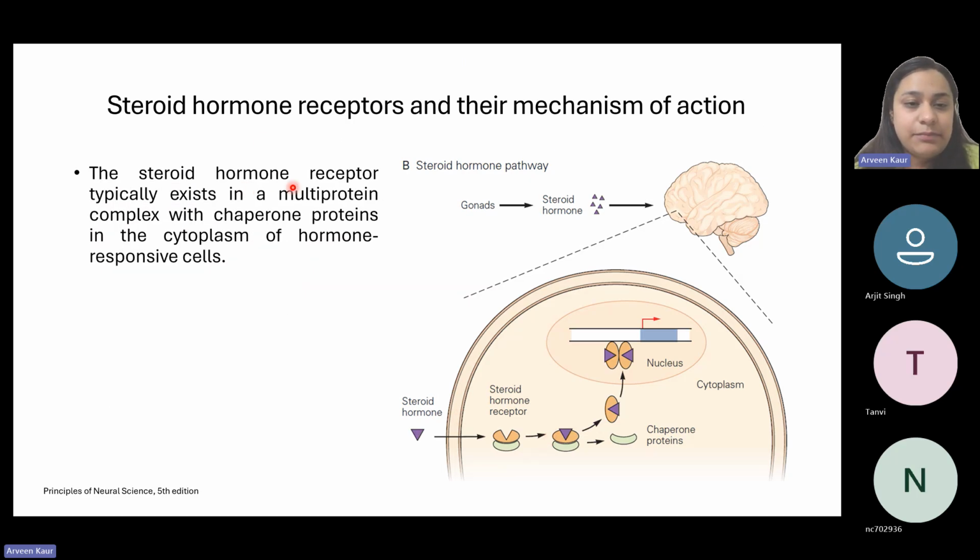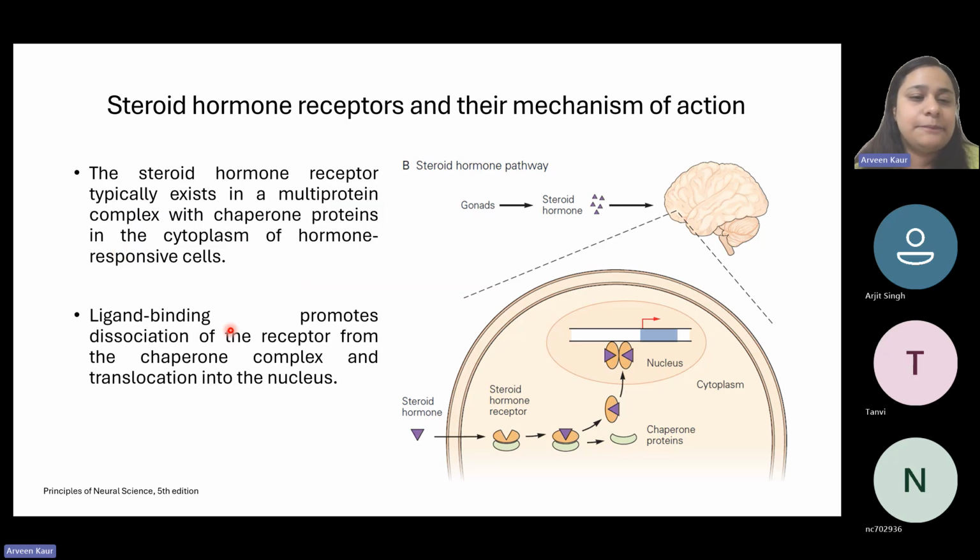The steroid hormone receptors typically exist in a multi-protein complex. You can see that there are multiple proteins there. It is not just this receptor, there is also a chaperone protein along with it, in the cytoplasm of the hormone responsive cells, right? Then the ligand binding, that is when this hormone binds to this hormone receptor chaperone complex, promotes dissociation of the receptor from the chaperone complex and translocation into the nucleus, right?